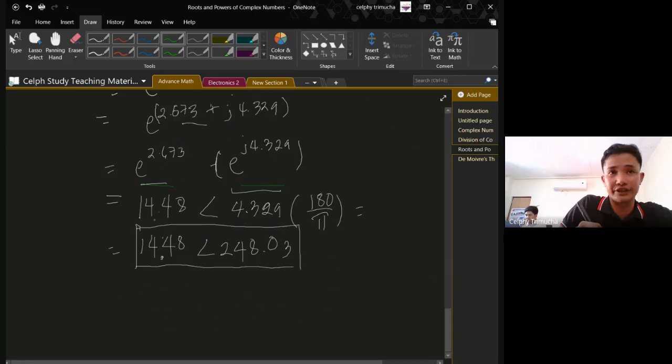Then perform the operation: e to the 2.673 on your calculator will be equal to 14.48. For our angle, since the value is still expressed in radians, convert it into degrees. So 4.329 multiplied by 180 over pi. So our answer will be 14.48 angle 248.03.